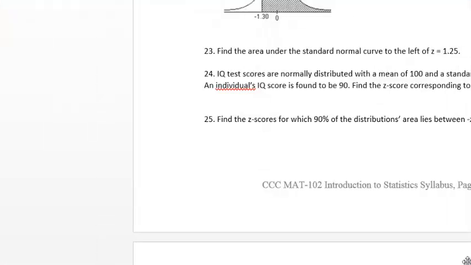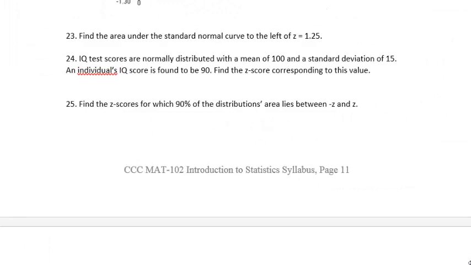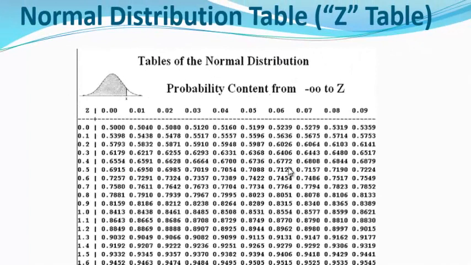Okay, now here the question was 90% of the distribution is between z and negative z, which means that overall, that's a two-tailed question. We're talking about 90% between z and negative z, which means you have 5% extra on each side, because that would leave the 90% in the middle. That's the question that you're asking.